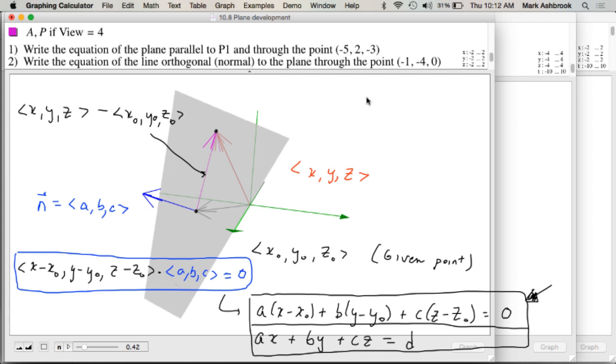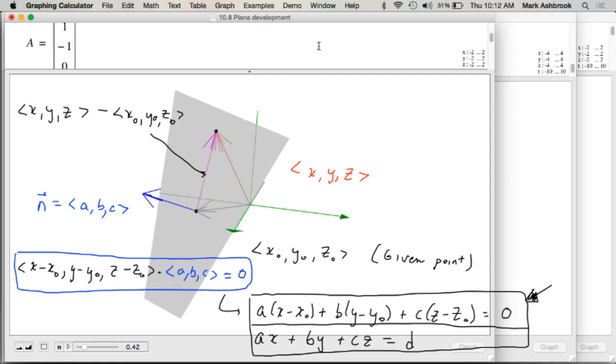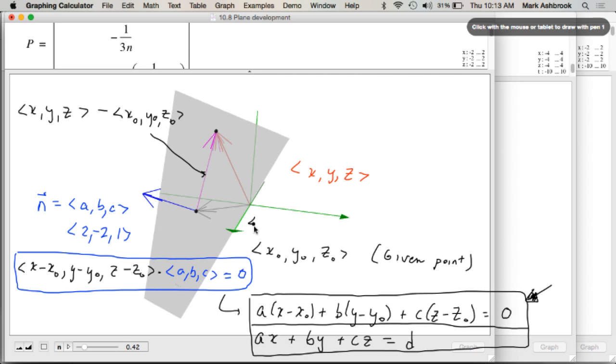Could you write the equation of the plane? This is P1, so I didn't give it to you though. Known point for P1 is 1, negative 1, 0. And 2, negative 2, 1 is the normal vector to the plane. And this known point is 1, negative 1, 0. Is that what I said?